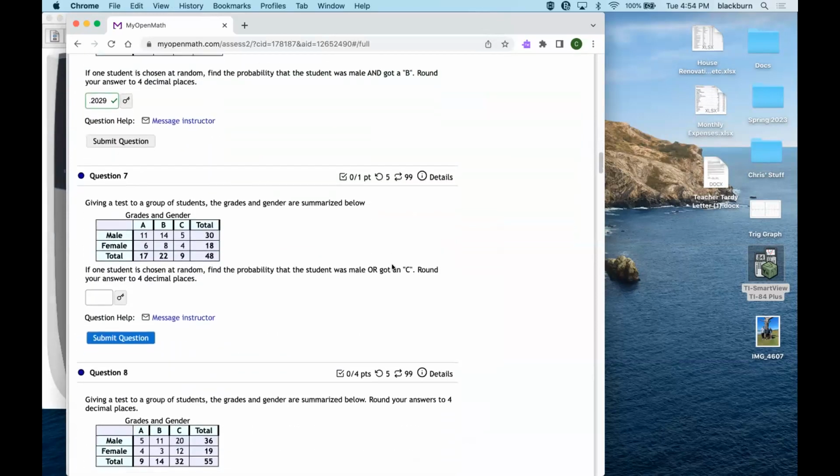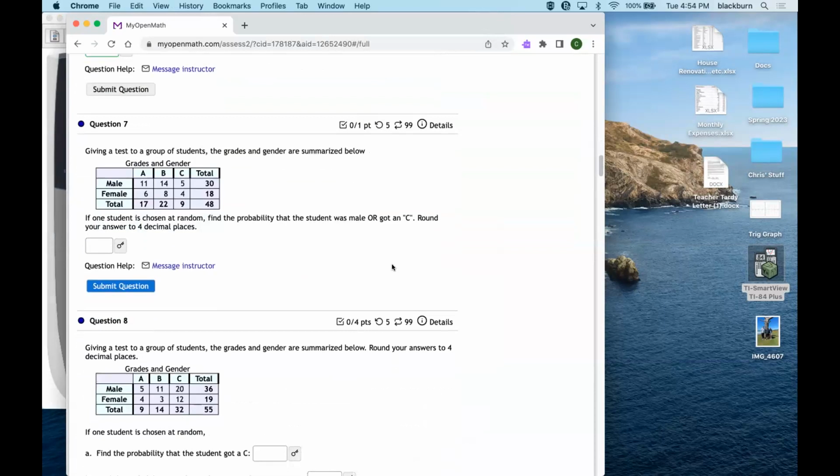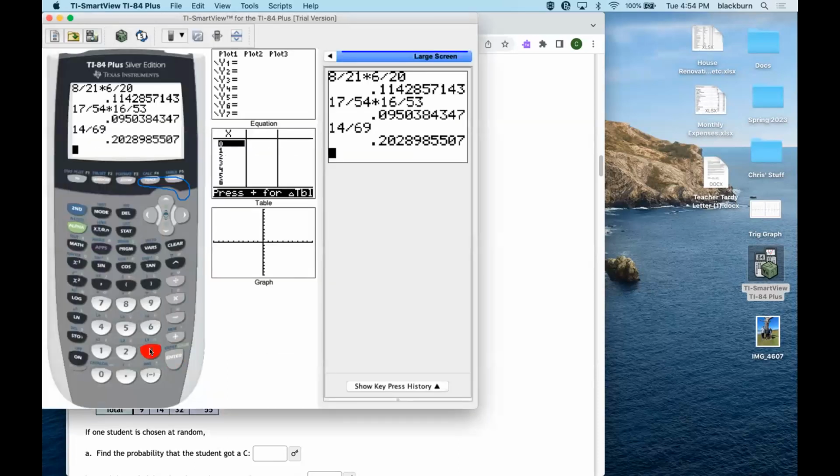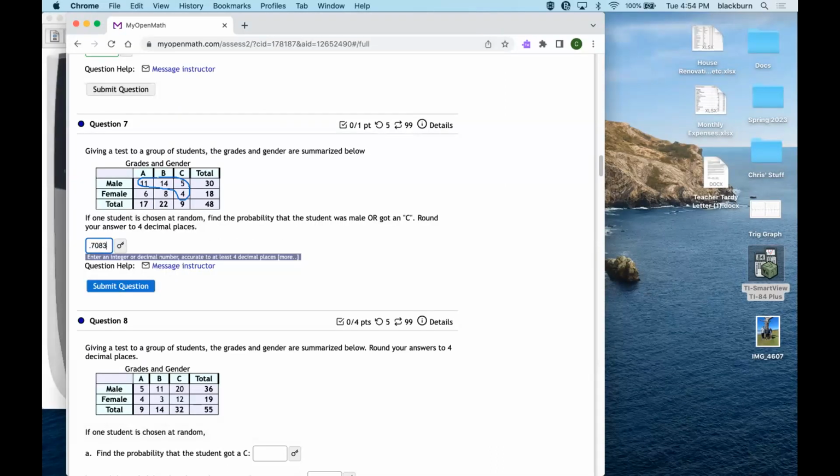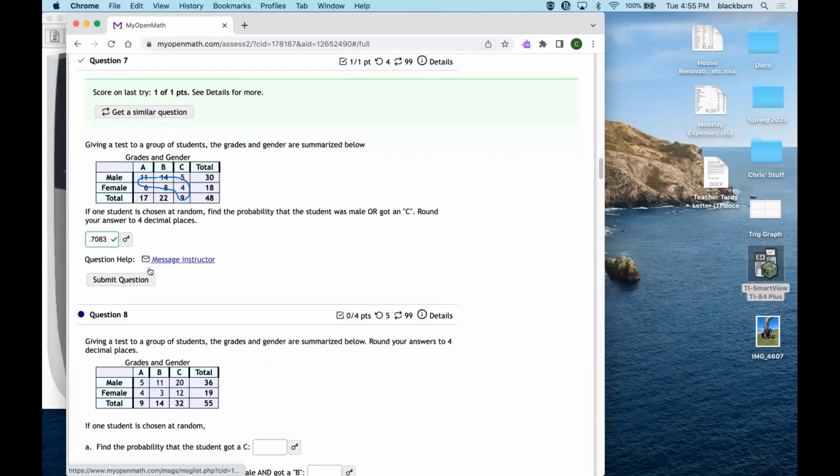So like for the next one, find the probability that the student was male or got a C. So male or got a C is going to be these students right here. Right? Don't circle the totals. The body of the table, the 11, 14, 5, 6, 8, and 4, that's where you want to circle the values from. So male or got a C is going to be that 25, 30, 34 students out of 48. So that would be what we'd calculate, 34 out of 48. And we get 0.7083. Alrighty. So that's how these table ones work.